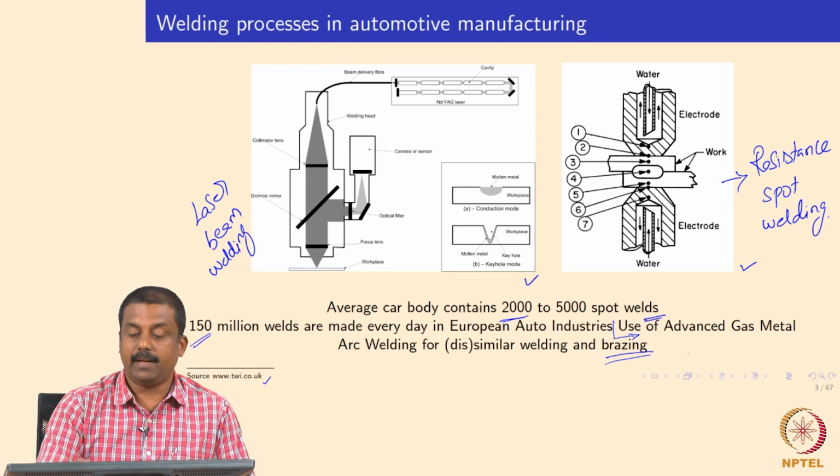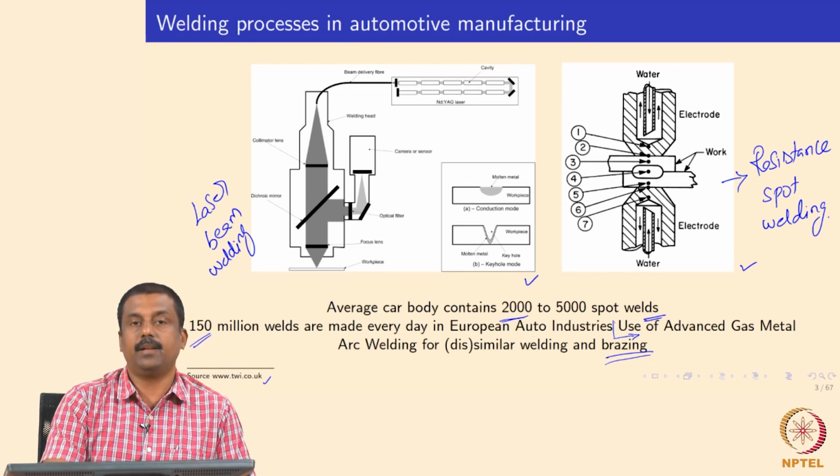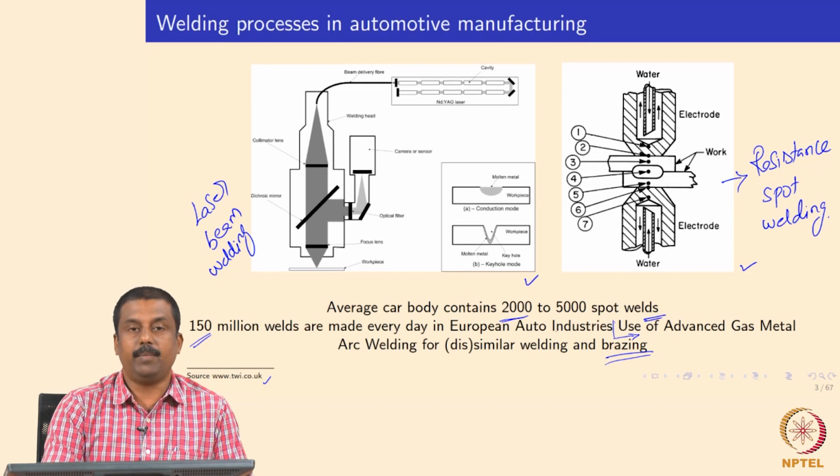Okay, so on average, if you look at a body in white or a chassis, we can find somewhere between 2000 to 5000 spot welds, and these welds are supposed to be strong and stiff throughout the life cycle of an automobile. A car's life cycle is roughly about 300,000 kilometers. That's the actual mileage. So these 5000 spot welds in auto bodies should withstand the enormous workload that is expected.